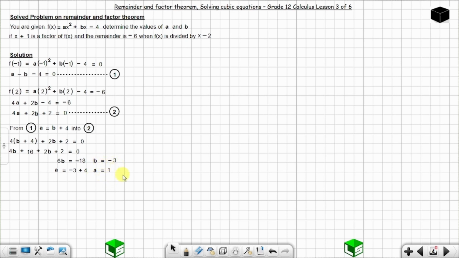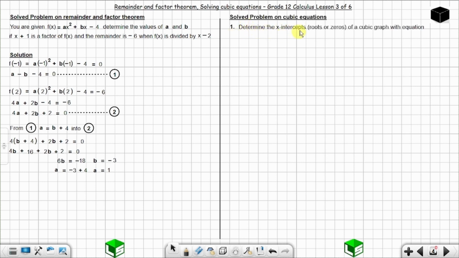Now we are going to solve cubic equations. Okay, you need to know how to solve cubic equations so that you can find the x-intercept of a cubic graph. So problem number 1, determine the x-intercept, or they can say determine the roots or the zeros. Whether they say x-intercept, root, or the zeros, they still want you to determine where the graph is going to cut the x-axis. Okay, determine the x-intercept of a cubic graph with equation f of x is equal to this.